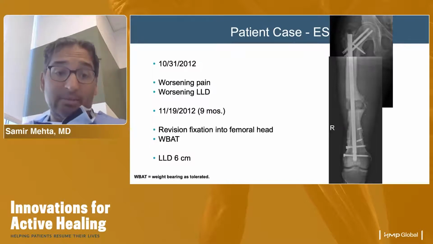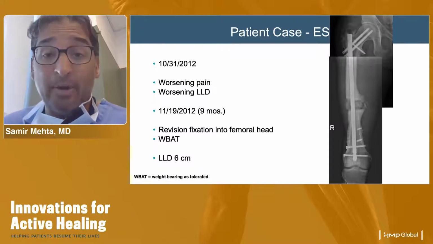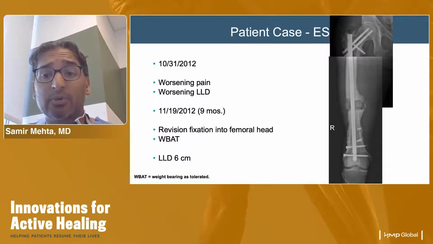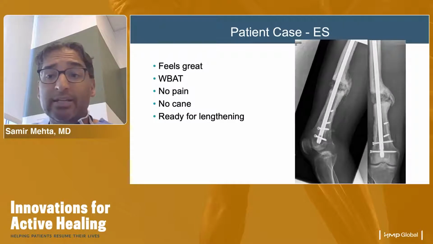Now he's 6 centimeters short. I've revised him. I've tried to get him to heal. So I went back to the operating room again to see if I can get him to heal. So I just put a new nail in. I leave him shorter. Again, the idea is to get him to heal, and then I'll get him out to length. He feels great. He's got no pain. His fracture's filling in, and he's ready for lengthening.